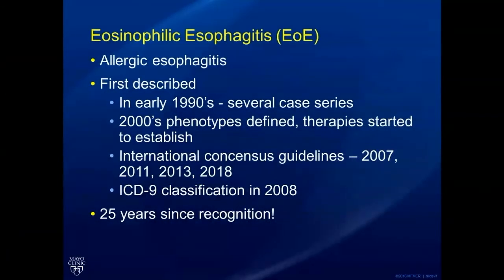So eosinophilic esophagitis, and I'll use the term EOE frequently throughout here, is an allergic esophagitis. It was first recognized really around the early 1990s in several case series that were performed. In the 2000s, we made headway with phenotypes being defined and therapies were starting to be established. And there have been numerous updates in international consensus guidelines as this disease has progressed. The ICD-9 classification first came about in 2008, and just to give you an idea, it's been 25 years since this disease was first recognized.